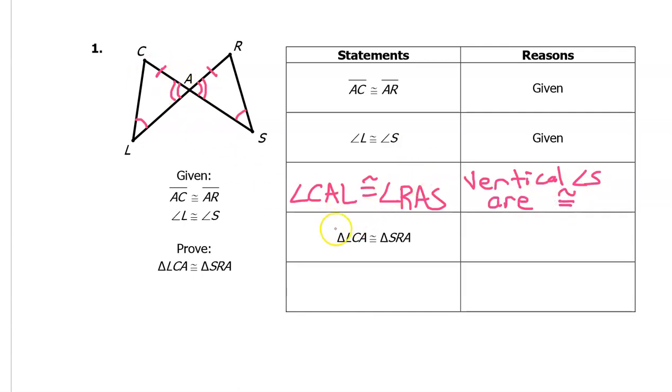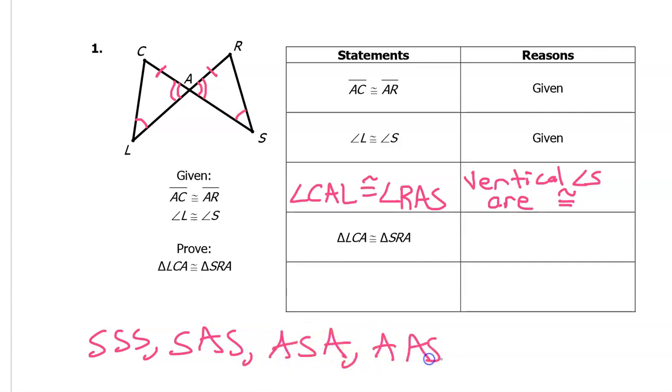Now we have enough information to say that the triangles are congruent. So triangle LCA is congruent to triangle SRA. But why? So the reason is going to be one of those like side, side, side, side, angle, side, angle, side, angle, angle, angle, side, or hypotenuse, leg. It's going to be one of those.